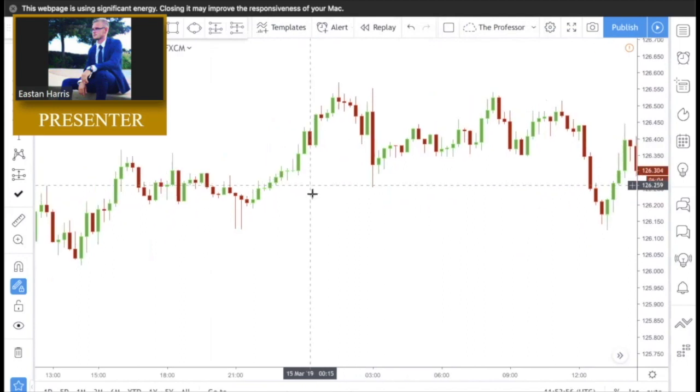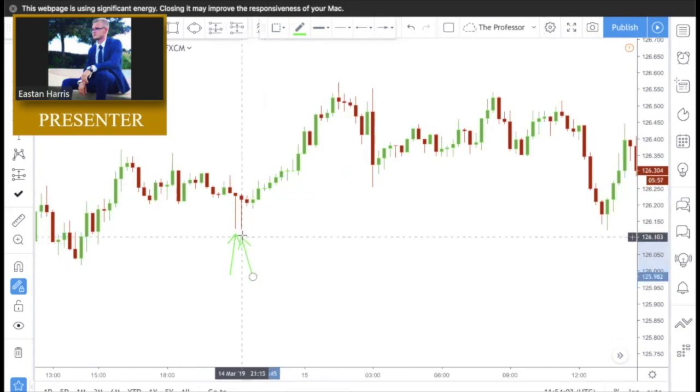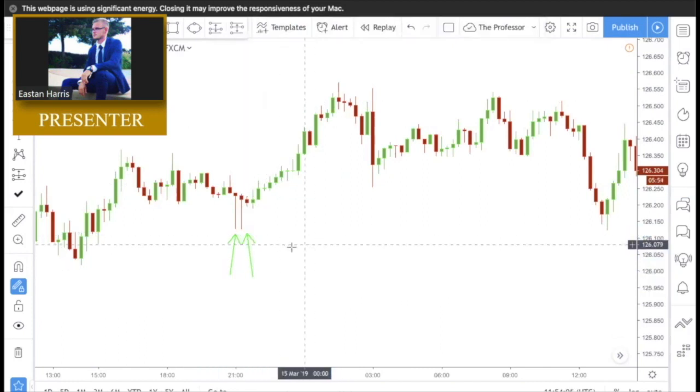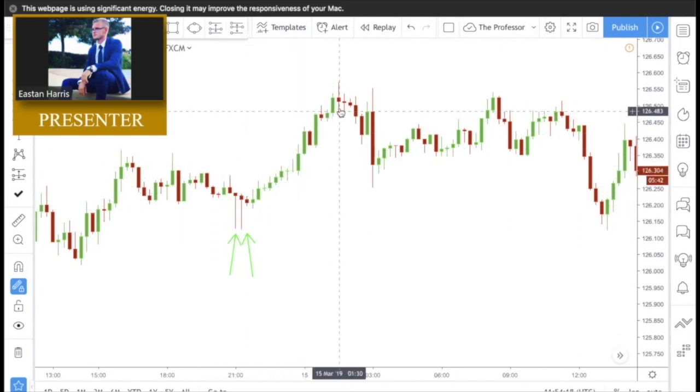Over here, we have two exhaustions right in a row, in case you missed the first one. Okay, so we got this one and this one. Both of these candlesticks printed. Price came down, could not withstand the force of the buyers here. Closed back up here, and then following, price began to rise.